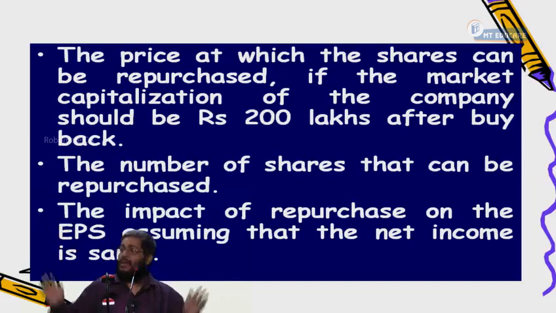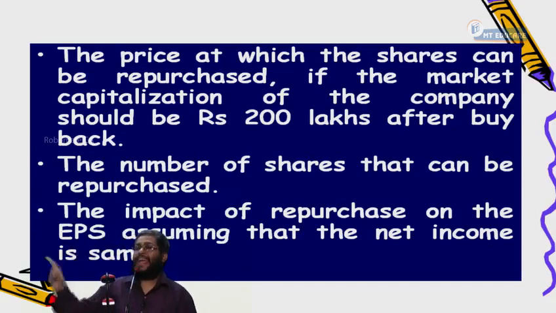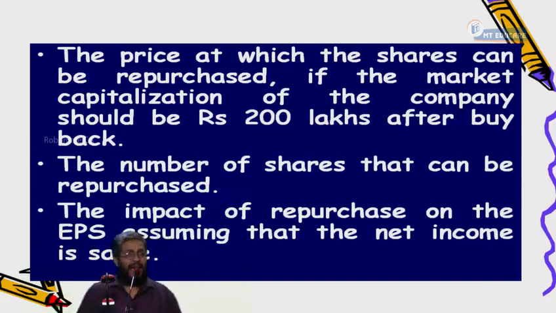Now, this company has a target. The target is that after buyback, its market cap should be 200 lakhs. With this target only, it is going into the buyback scheme. Before buyback, the market cap might have been lower also. Are you following what I am saying?